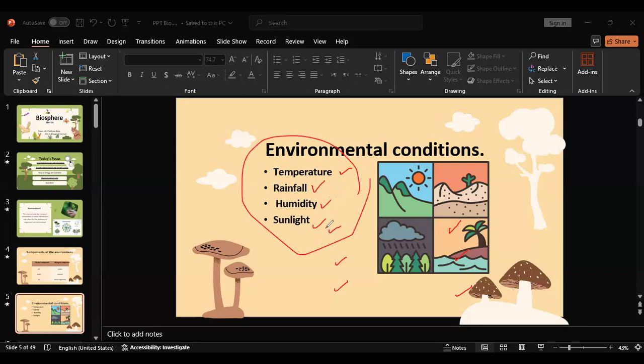So these things, first of all, you have to know. First of all, we have taught you what the environment is. In the environment, two types of components are there: physical components and biological components. And there are the environmental conditions above those components. Okay, let's move.